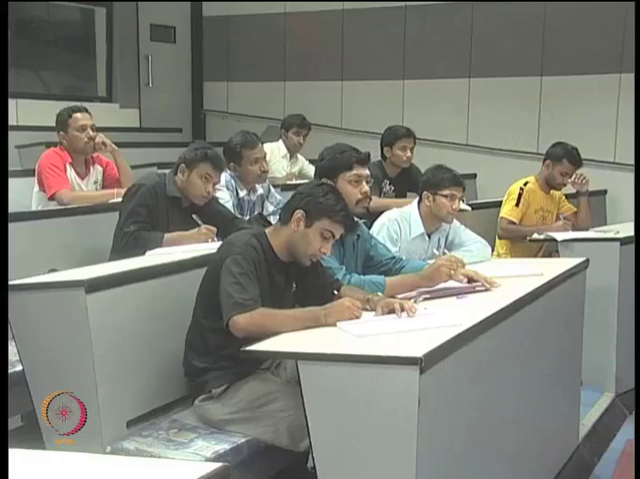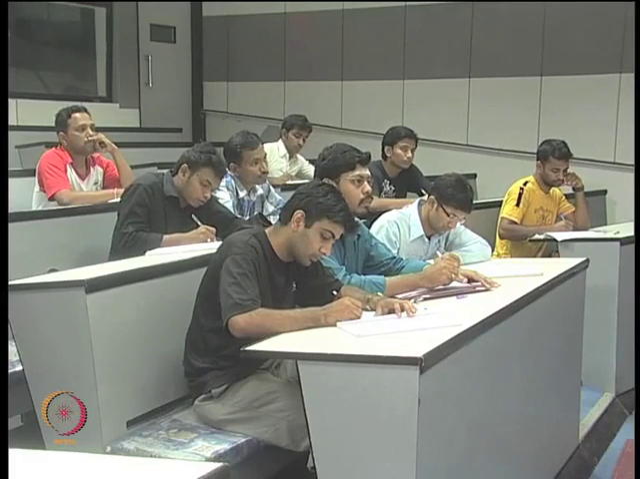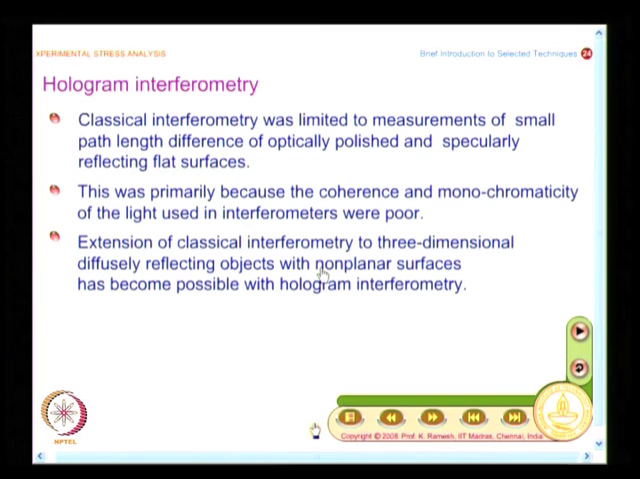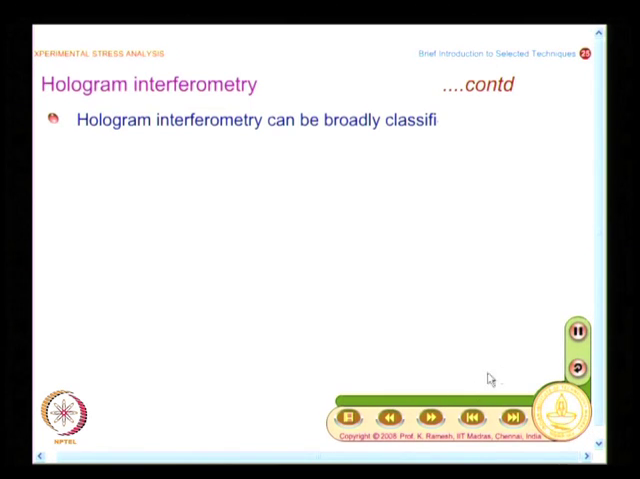In hologram interferometry you collect so much information that the processing becomes difficult. It is not that the technique is bad; the technique collects so much information because you are looking at 3-dimensionality in all its totality. This was possible mainly because of lasers. Lasers have helped this possibility. And you can classify hologram interferometry into various methods.